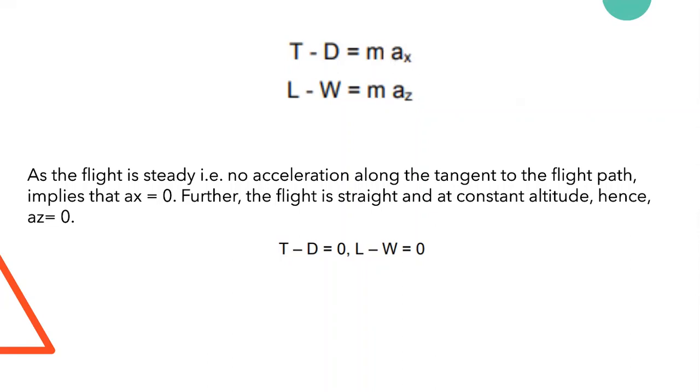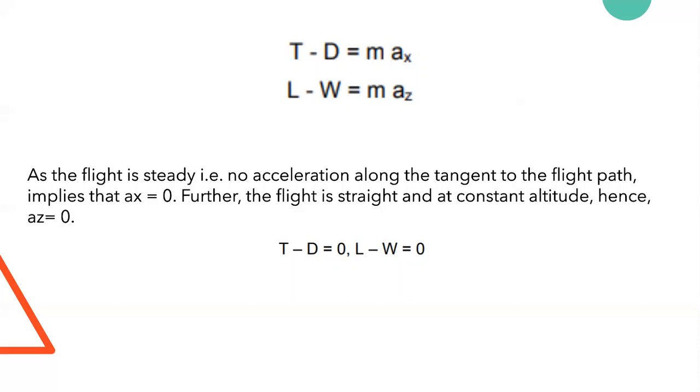Since we said that the flight is steady, that is, it doesn't have acceleration along the flight path, it implies that ax is equal to 0. Since there is no acceleration, it is a constant, steady path, with no rate of change of velocity, so ax is equal to 0. Further, the flight is straight at a constant altitude, hence az is equal to 0, since there is no vertical movement.